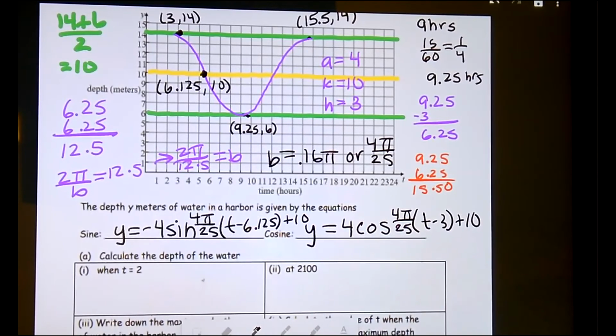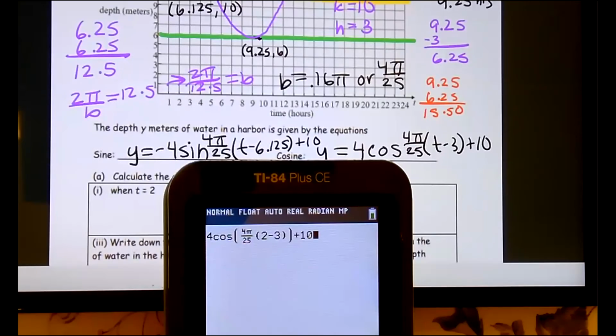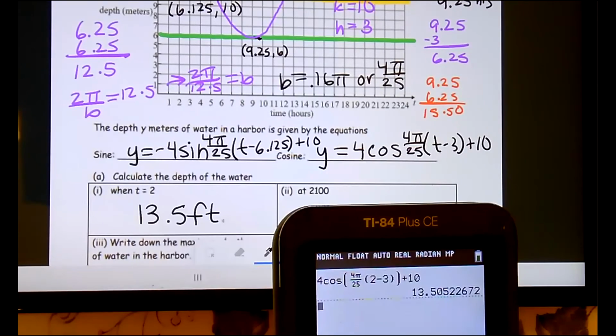Let me compute that real quick. I just put the 2 into the t here. You can see it right there. And I ended up with 13.5, about 13. So that was 13.5.